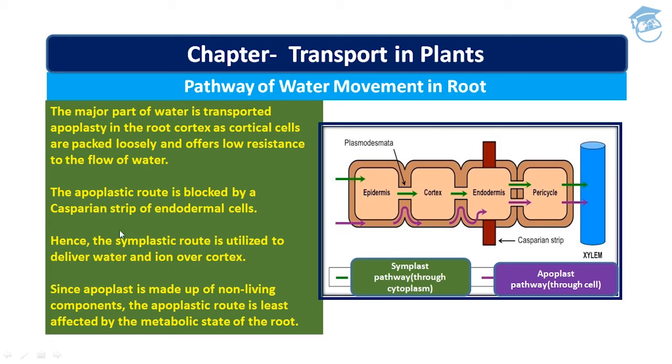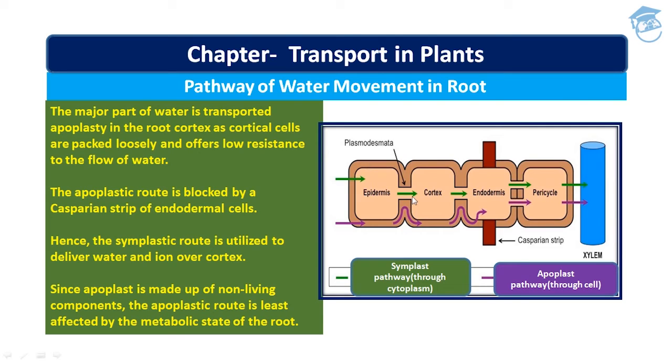Hence symplastic root is utilized to deliver water and ion over cortex, and since apoplast is made up of non-living components, the apoplastic root is least affected by the metabolic state of the root. Okay, so as you can see, this is the pathway of the ascent of sap. This is epidermis, this is cortex, this is endodermis, this is pericycle, and this is xylem, which is a conducting tissue of water and mineral.